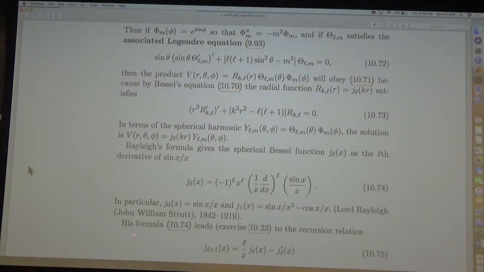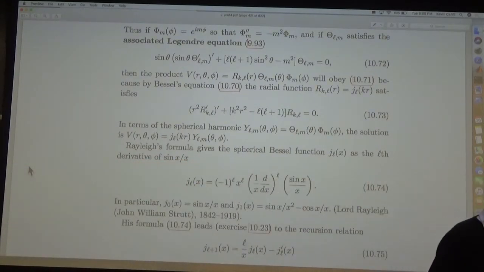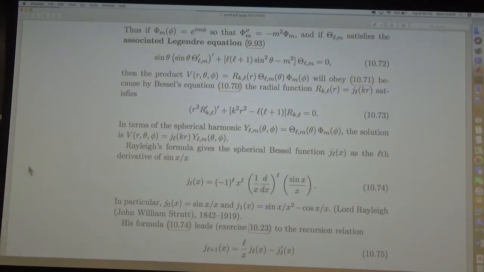Lord Rayleigh, I always thought his name was Rayleigh or Raleigh, or however one pronounces that name. I've never known how to pronounce it. His name was actually John Strutt, but because of his distinguished mathematics, he was made a lord.